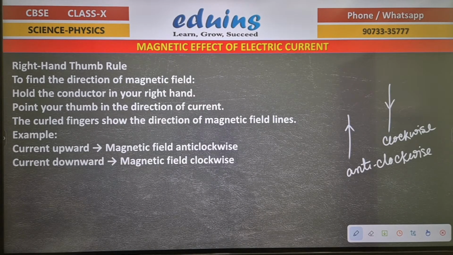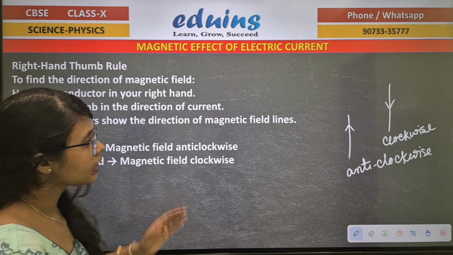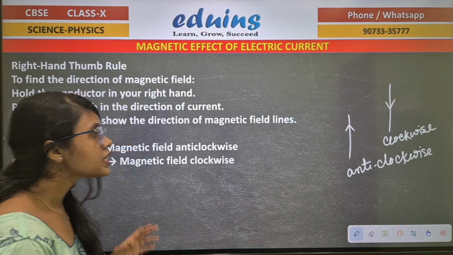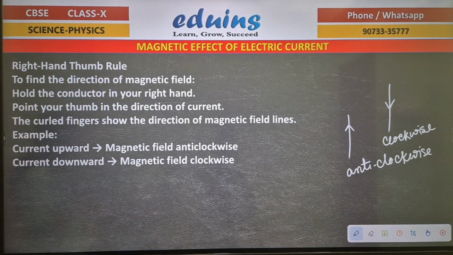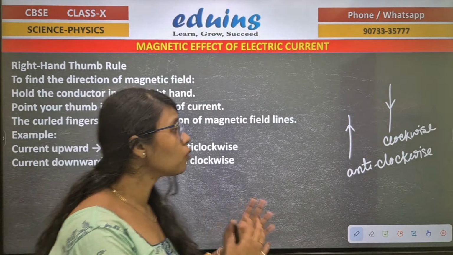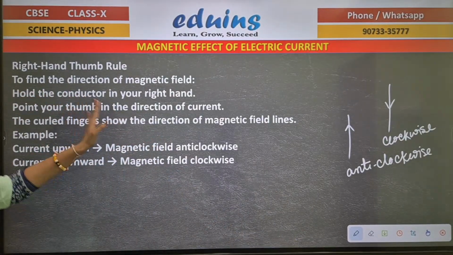So from these rules, the motor works from electrical power, and the speed and direction depend on the current carrying conductor. There are some rules: the right hand rule, Fleming's right hand rule, and Fleming's left hand rule. So that's how the motor works. Now we have to study only the right hand thumb rule.